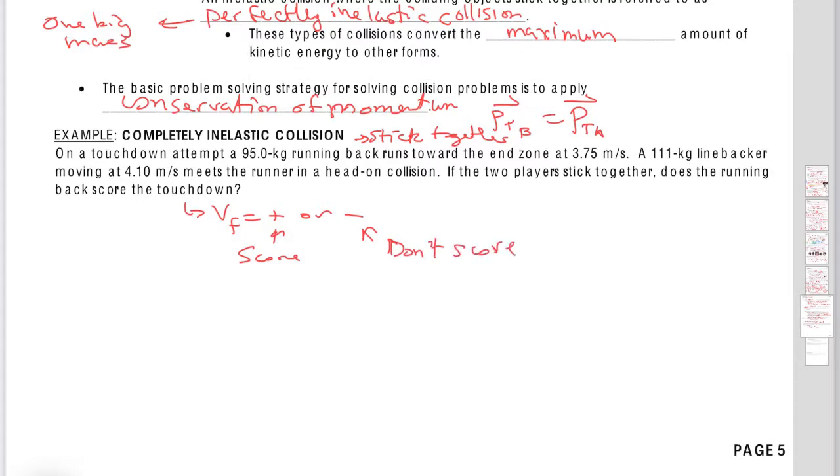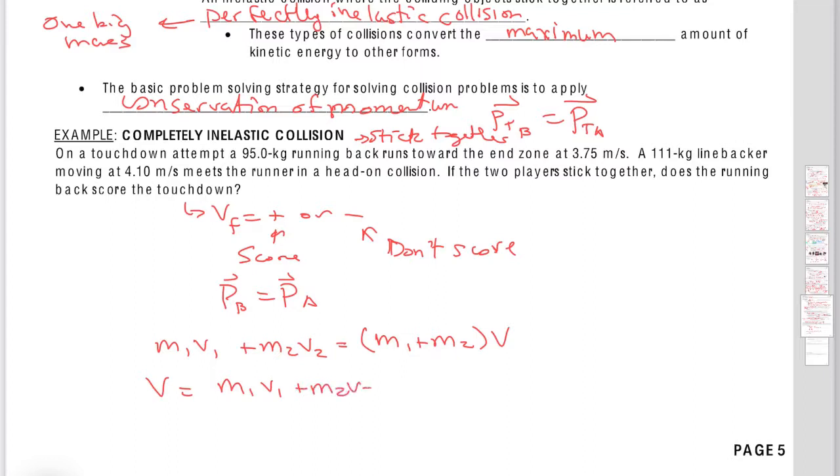That's where we're going to use P before equals P after. We would have mass 1 times velocity 1 plus mass 2 times velocity 2, which is our total momentum. Then we would have the sum of the masses, because they're going to hit and stick together, and that's going to equal our final velocity. So it'll be m1 v1 plus m2 v2 over our total mass.